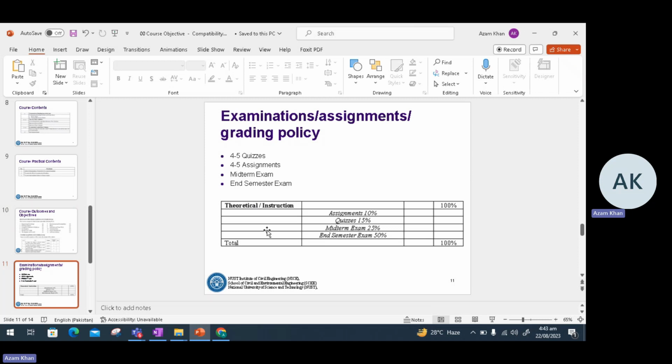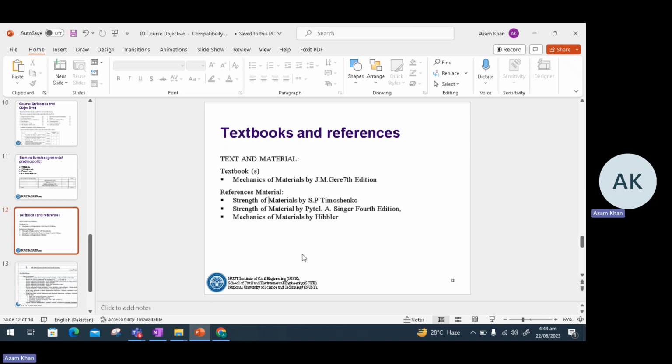Midterm exam will be in around about 6th or 7th week. So that depends. It is a bit flexible. Sometime it might go to 8th week. So it is a bit flexible. And the end semester exam is normally on the 17th week. I'll follow Mechanics of Materials by J.M. Gere. This is 7th edition or the latest one, whichever is available, that will be followed.